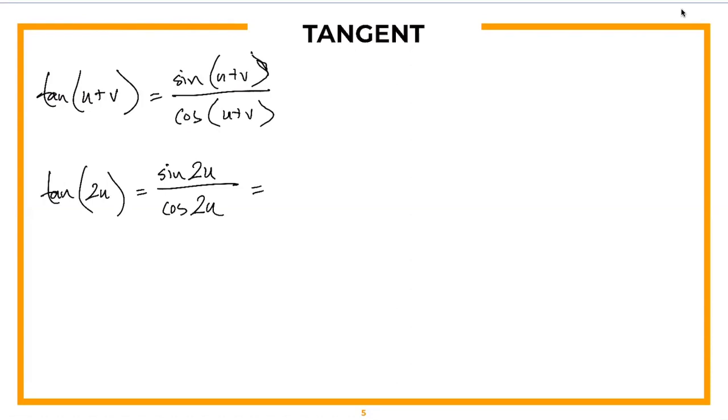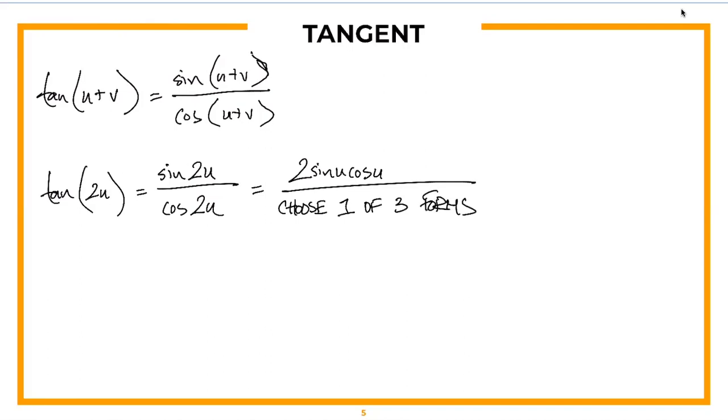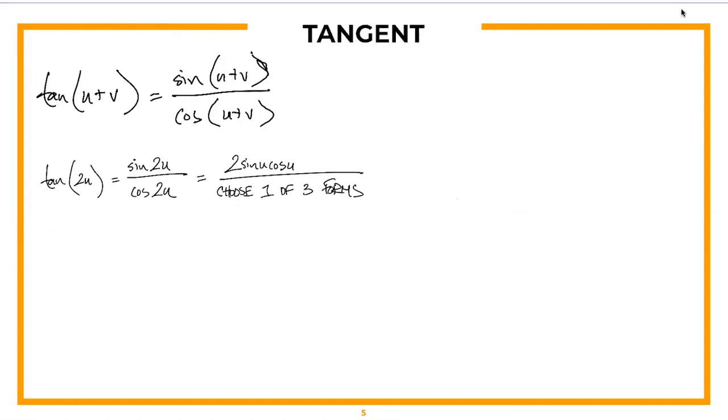And on the top, we can write the 2 sine u cosine u. And on the bottom, we just need to choose one of the three forms for the cosine double angle identity. Okay, so that is one variation that you could do. You could just say, hey, I know sine, I know cosine, so I'm just going to put the sine over the cosine. It's going to give me the tangent.